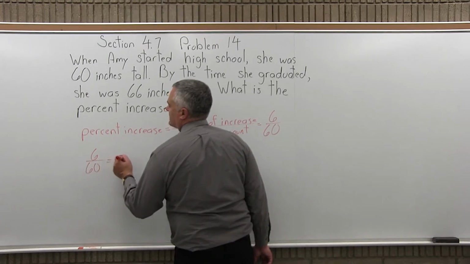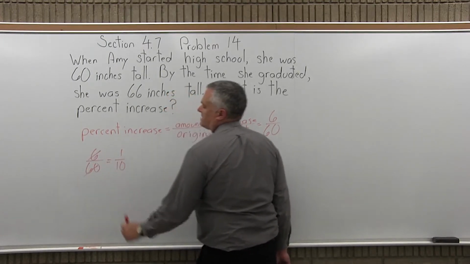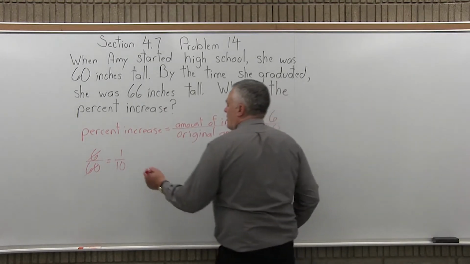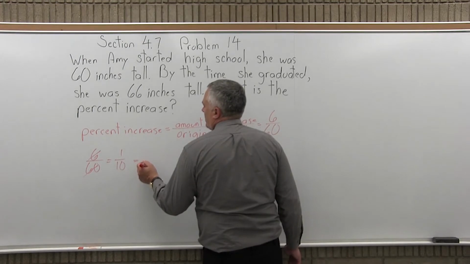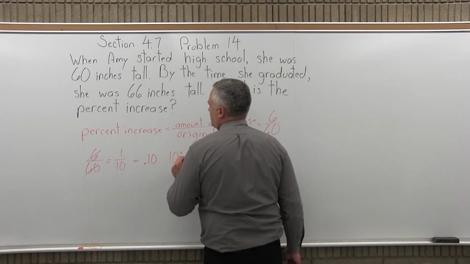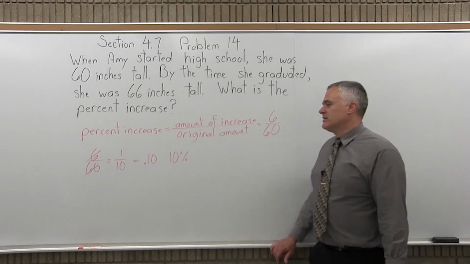So 6 over 60, I can see that 6 divides into the top once, divides into the bottom 10 times. So I have 1/10. Now I happen to remember that 1/10 is the same as 0.10, which is 10%. So it's a 10% increase. Let's say you didn't remember that. How would you handle that?